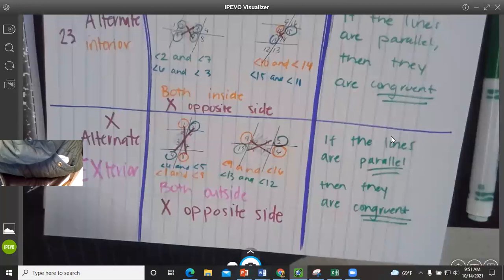I'm trying to send it to you on my phone, because internet's so slow. So if you can go to Canvas, it'll be on Canvas.